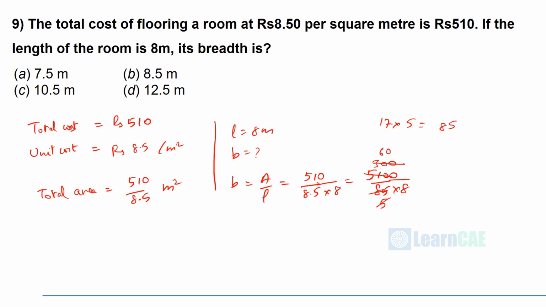60. So dividing 60 by 8 will give you 7, since 7 8s are 56, and 5 8s are 40. So the answer is B is equal to 7.5 meter. So answer is A, 7.5 meter.